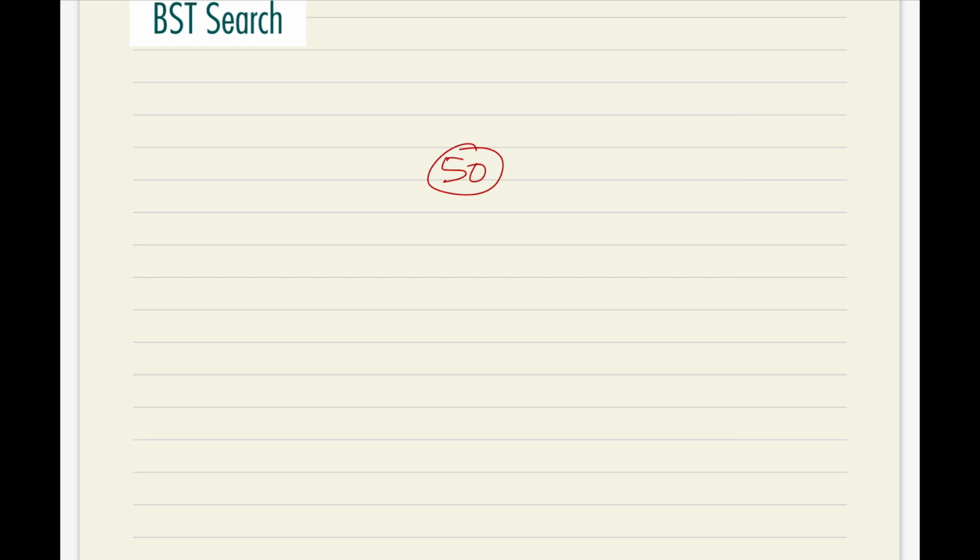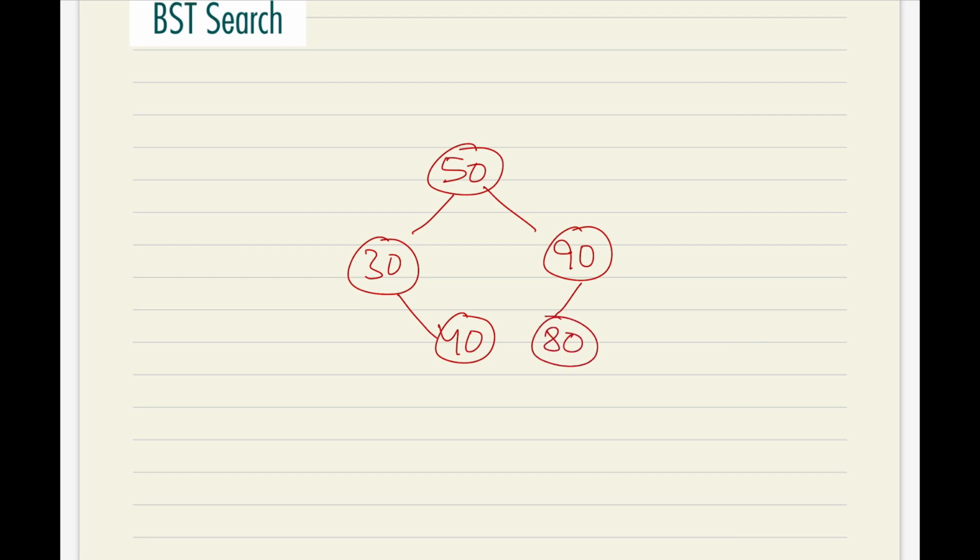Suppose it is 50, then in the left part it is 30, here it is 40, then suppose 90, 80, so it is 100, then here we can consider it is 20. So, it is a binary search tree. Now, suppose we want to check whether 30 is present there in the list or not. So, we are searching for 30.